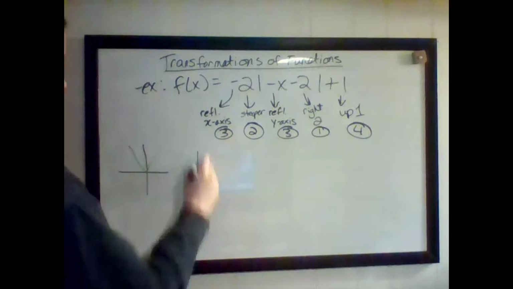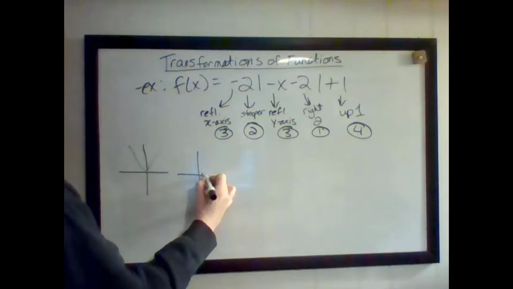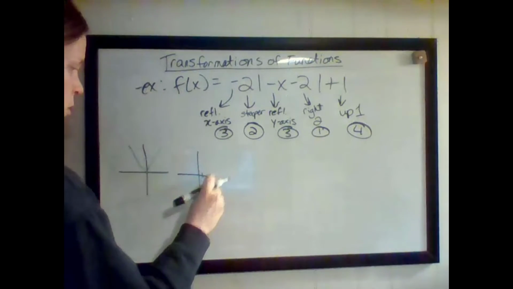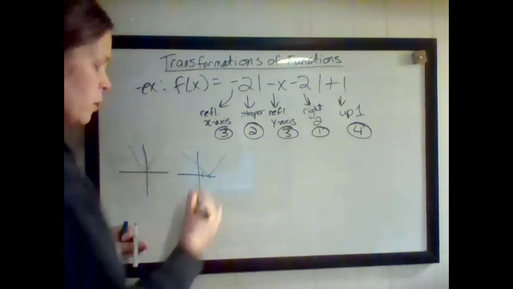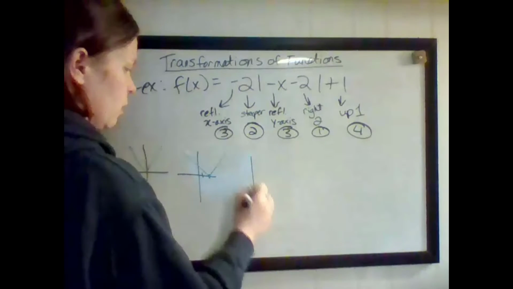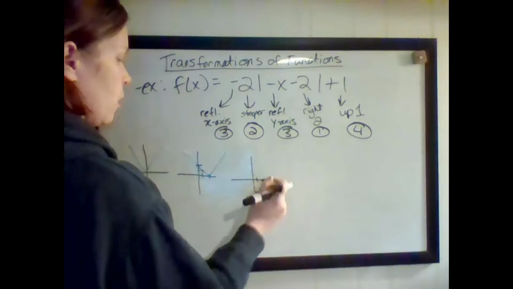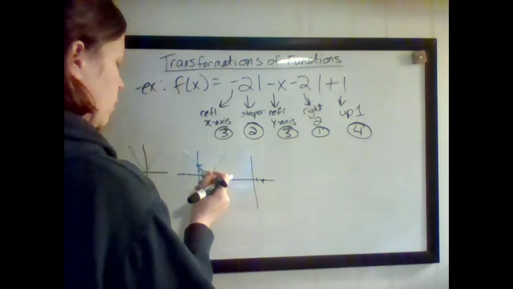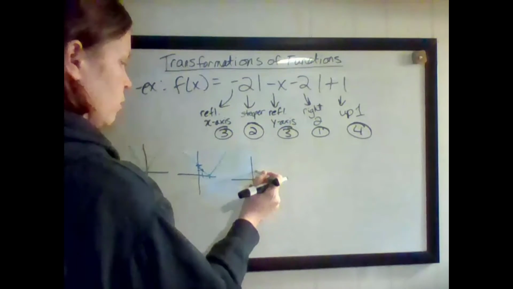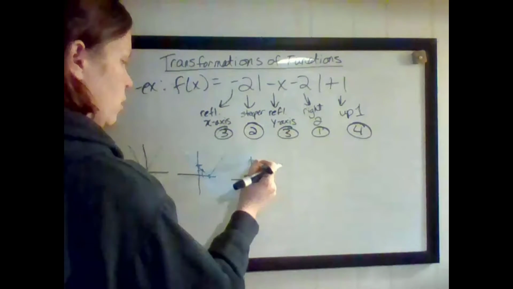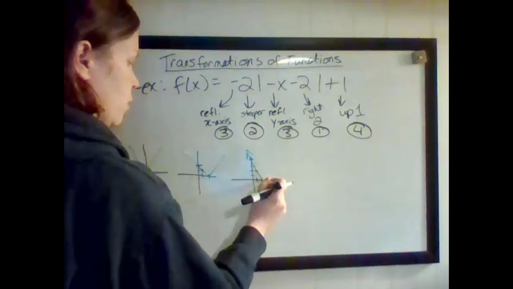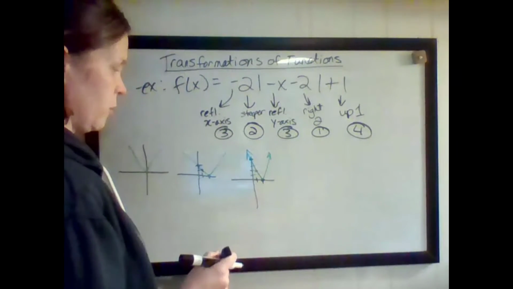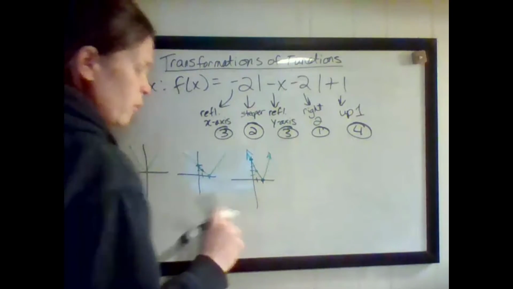Next, step 1, going to the right 2. To the right 2 looks like this. Now steeper. Every y value is going to get doubled here. Now instead of it being at 1, it's going to be 1, 2, and then up to 4. So all the y values are going to get doubled. So it'll be steeper. Now how about my reflections?